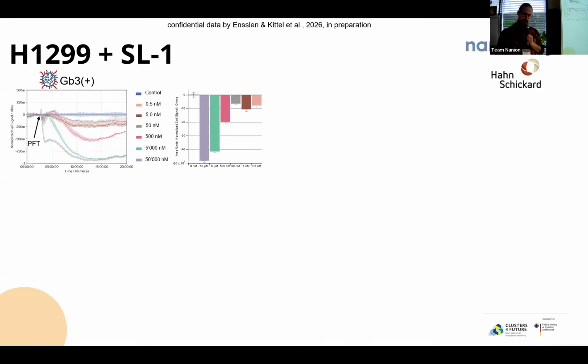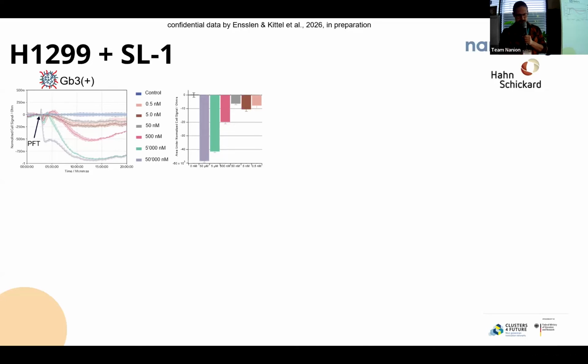So here I show you a graph which shows you this Sorrel pore-forming toxin acting on GB3 positive H1299 cells. So this is a lung cancer cell line. And what you can see here is actually, as expected, a decrease in our cell signal, and it's a decrease in a concentration-dependent manner, actually. So this was already super interesting for me because it was exactly what we were looking for.